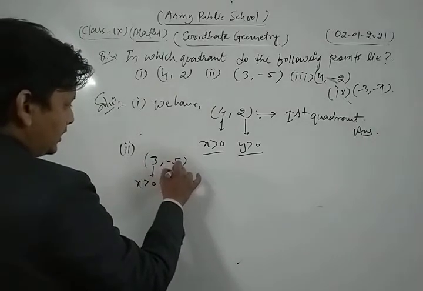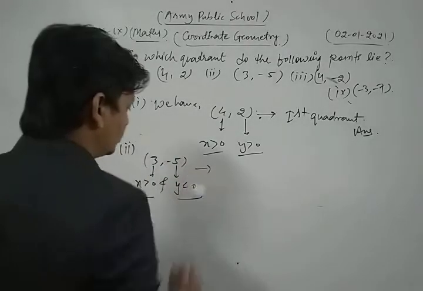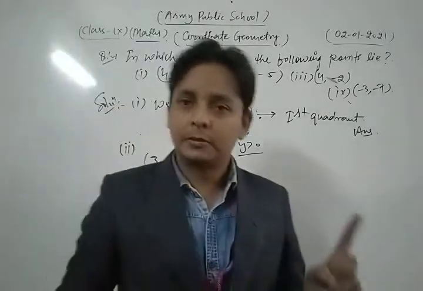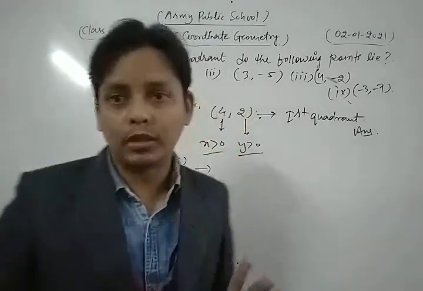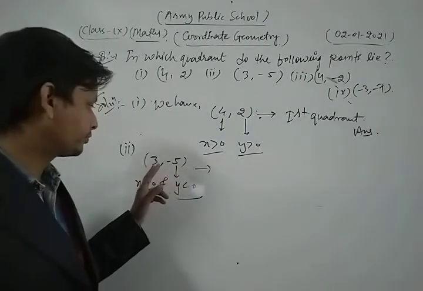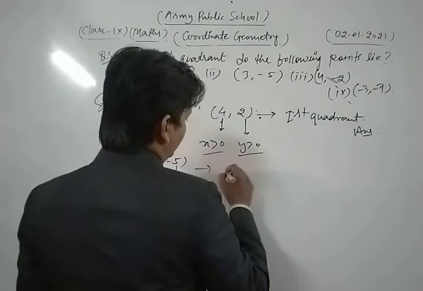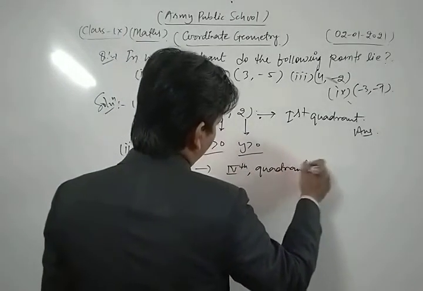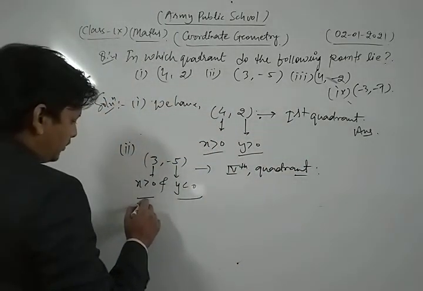But ordinate is negative, means y is less than 0. And as I discussed, dear friends, abscissa is positive and ordinate is negative in the fourth quadrant. In which quadrant? Fourth quadrant. So the coordinate (3, -5) lies in the fourth quadrant. Okay. Now we take and solve the third part of this question.